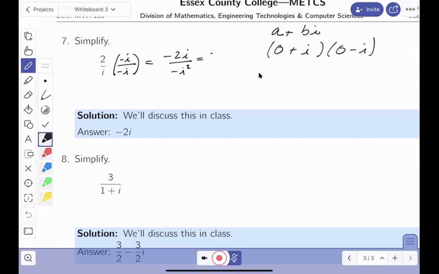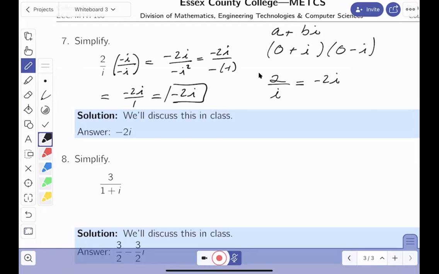Now I hope you realize the top is minus 2i, and the bottom is minus i squared. What's i squared? Minus 1. What do you get there? Minus 2i. Well, minus minus 1 is just 1. So the answer is minus 2i. So the claim is this: 2 divided by i is identical to minus 2i.